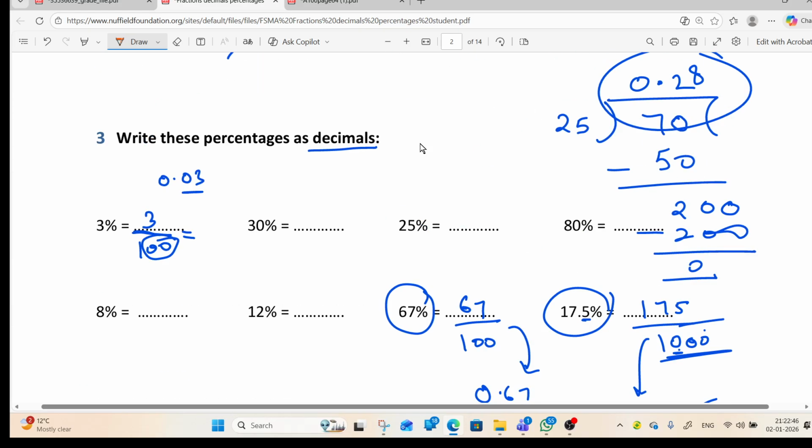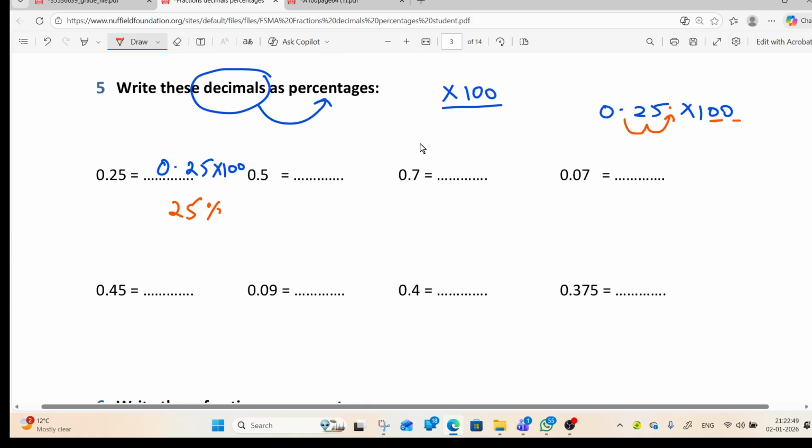Okay, try this 0.5. 50%. Very good. Basically first you do 0.5 times 100, and then you move the decimal by two places. If there is no digit, then you put a 0, 50. And this 0.07. 7%. Very good, 7%. Try this 0.375.